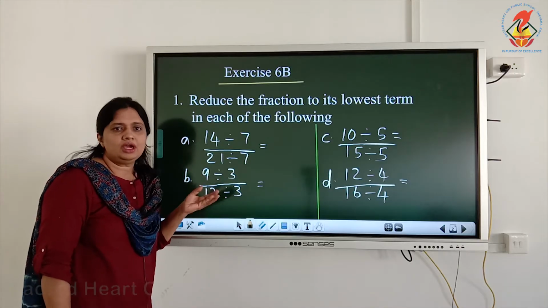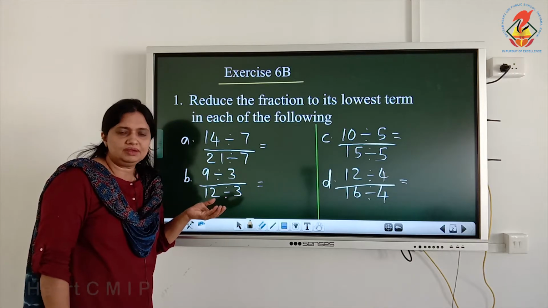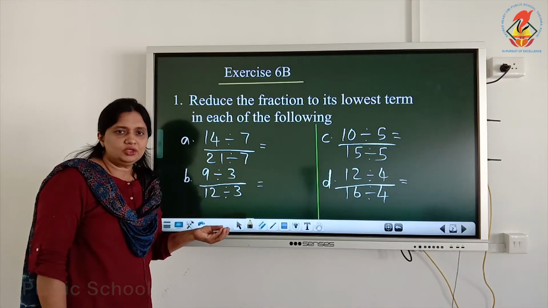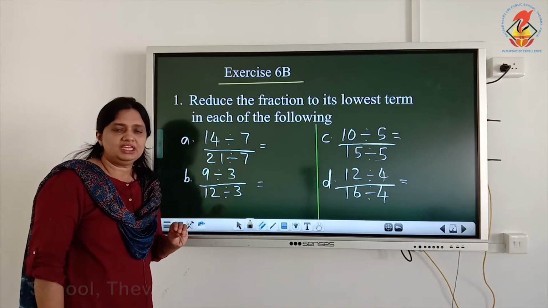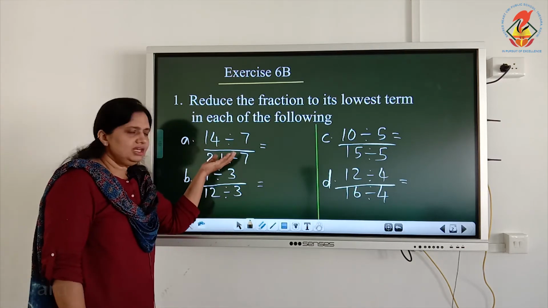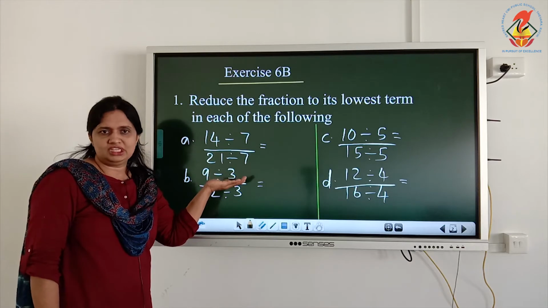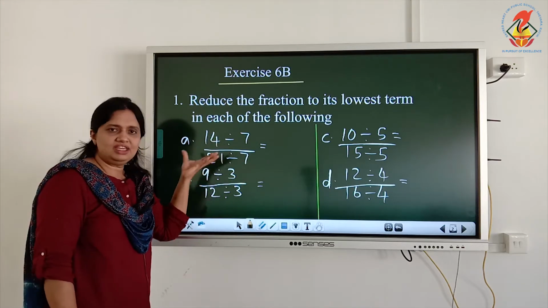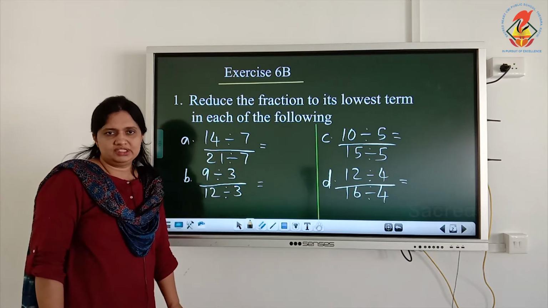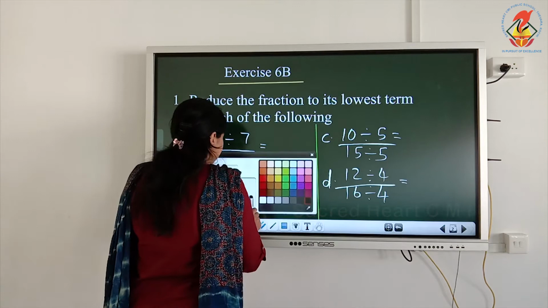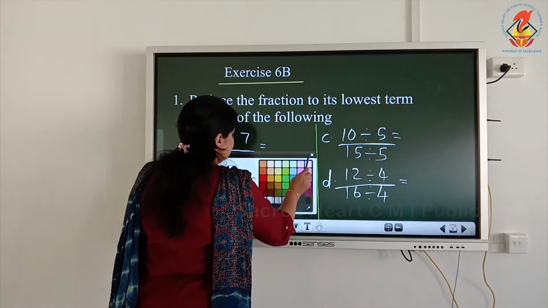I told you, right, how can we reduce it into the lowest term? First we need to find the HCF. After that we need to divide the numerator and denominator by HCF. Then only you will get the lowest term. But here the HCF is given in the question itself. Then no need to find the HCF here. You can just divide only, you will get the lowest term. Is it clear? Okay.